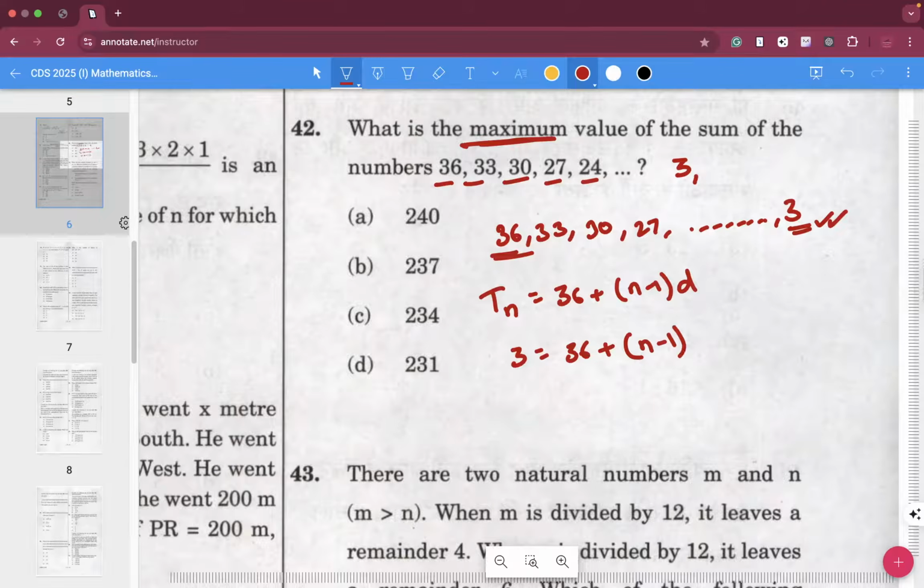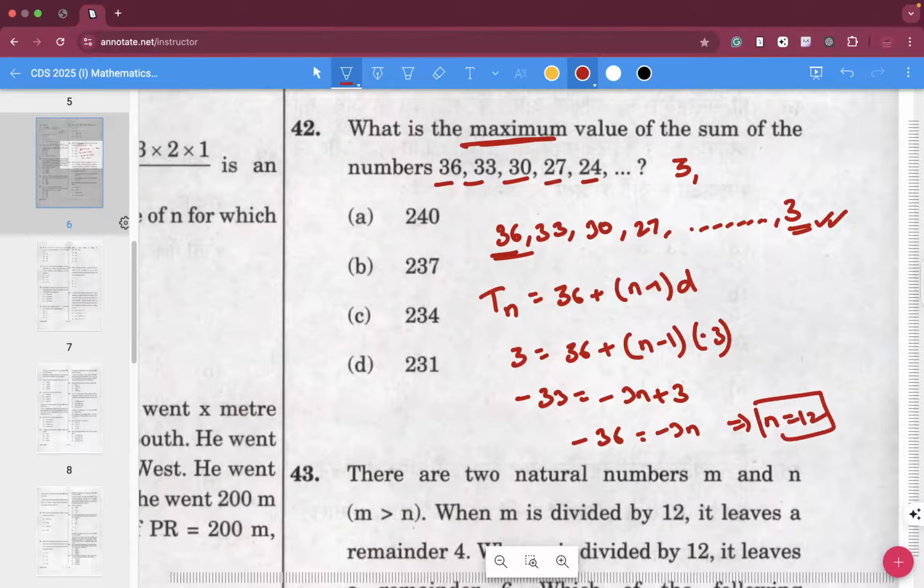What is the d value? Over here you see the common difference is minus 3, because it is being reduced. So now if you take it over to this side, this is a minus 33 minus 3n plus 3, which means minus 36 is equal to minus 3n, which implies n is equal to 12.